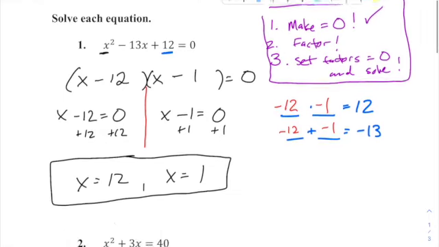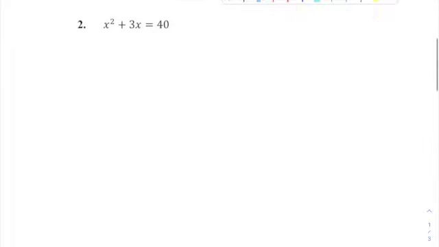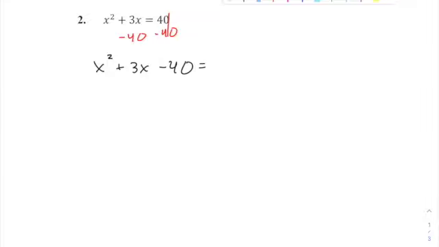Okay, second example here, just to see a couple more here. x squared plus 3x equals 40. Step 1, make sure it equals 0. So this does not equal 0, so we want to bring everything to one side, and this could easily be accomplished by subtracting 40 from each side. Let's move that to the left. And now our new equation will say x squared plus 3x minus 40. And remember, you want to write it in that standard form, with x squared, then x, then the constant. And now we've got it there equal to 0.